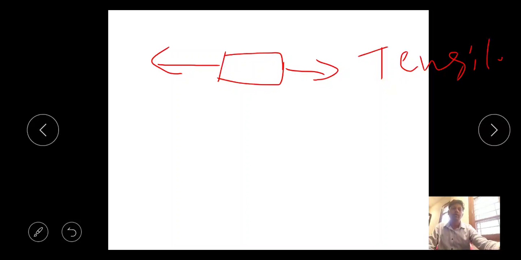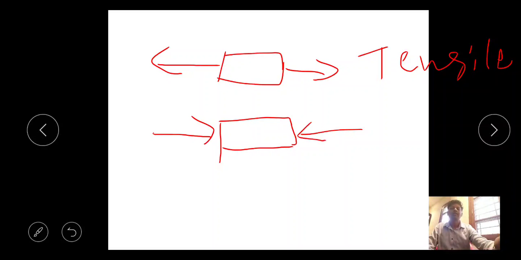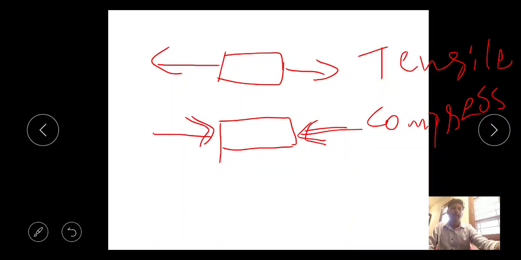Okay, it is called tensile. If I take a component and the forces are like this, then it is called compressive. Why is it called compressive? Whenever you apply a load like this, what will happen? It will decrease its size.